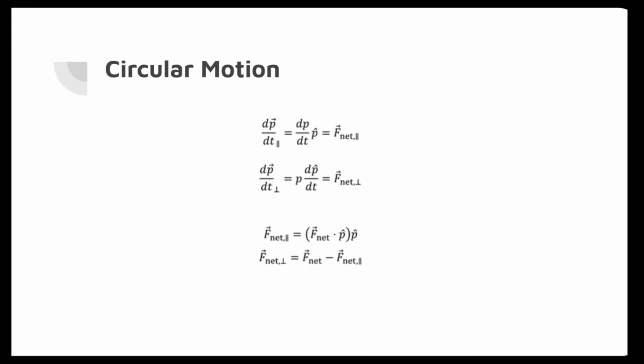Before we go into the computer model, it'll be useful to have some background knowledge on circular motion. Some important concepts are that the change in parallel momentum over the change in time is equal to the total change in momentum over time times p hat. And also it's good to know the change in momentum over time in the perpendicular component is equal to p times change in p hat over change in time, which also is known as net force in the perpendicular component. And most importantly perhaps is that we know that the net force in the perpendicular and parallel components add together to give us the overall net force.